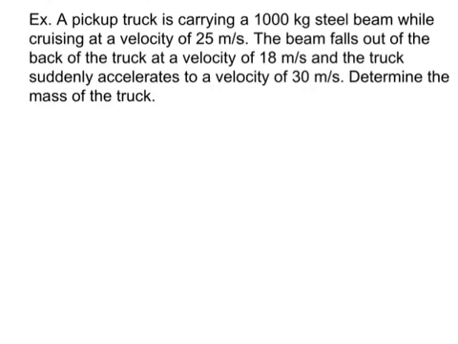All right, let's go. A pickup truck is carrying a 1,000 kilogram steel beam while cruising at a velocity of 25 meters per second. What does cruising mean? Same speed. Yeah, constant, same speed, good. The beam falls out of the back of the truck at a velocity of 18 meters per second, and the truck suddenly accelerates, obviously, because it has less mass now, to a velocity of 30 meters per second. Determine the mass of the truck.